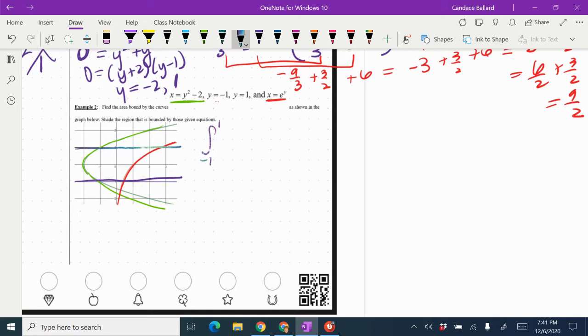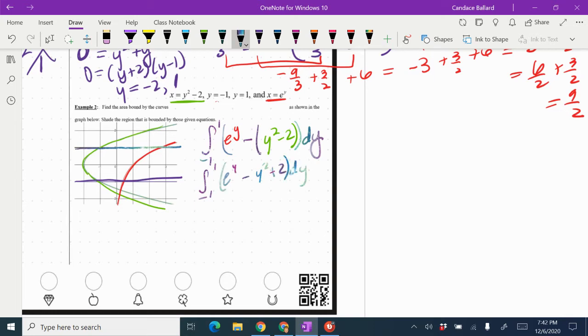And remember, we're going to do our right function minus our left function. So the function that is on the right is the e to the y. And remember, we always, always, always subtract, put a parentheses. And then my green function is the y squared minus 2. And then we're going to put a dy after everything here. All right, so I'm going to distribute that negative first. So we've got the integral from -1 to 1 of e to the y minus y squared plus 2 dy.